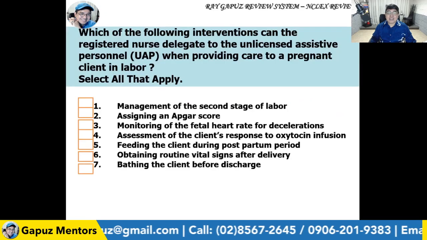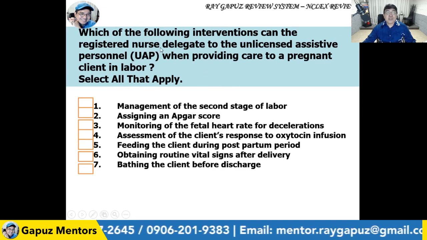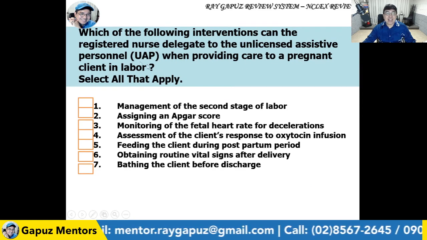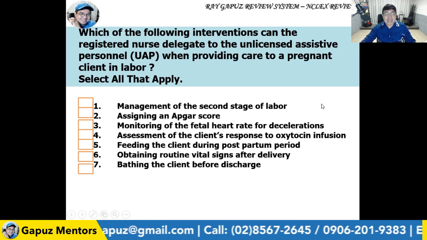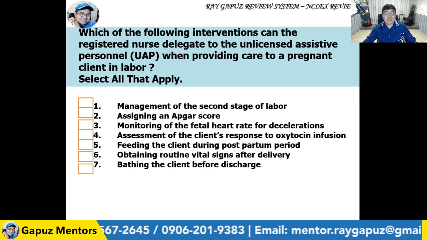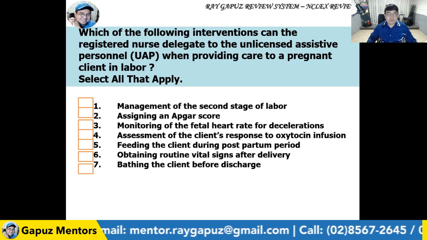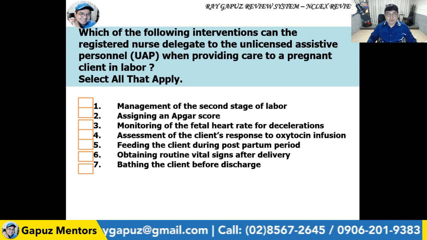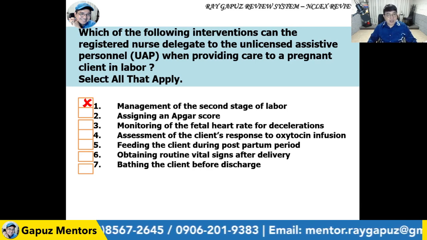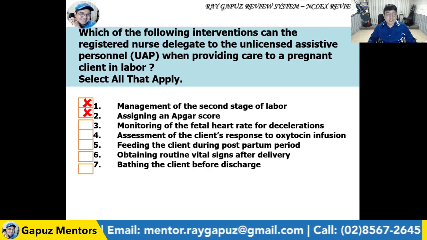So let's try answering a sample question related to the concept of delegation. Which of the following interventions can the registered nurse delegate to the unlicensed assistive personnel when providing care to a pregnant client in labor? Now remember, any task that requires judgment of the registered nurse should not be delegated. So management of the second stage of labor. The second stage of labor would be the stage of the delivery of the baby. Okay? Progresses from full cervical dilatation to the delivery of the baby. So you cannot delegate that. It should be the RN who is attending to the client. Assigning an Apgar score, that's the role of the RN because it requires interpretation of data.